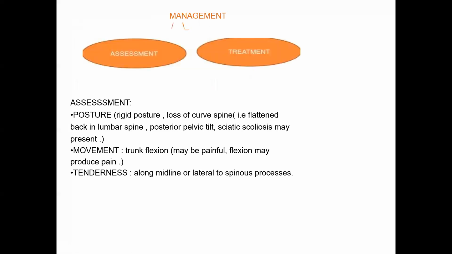Here is the management of PIVD. Assessment. The main part is assessment. How will we assess the patient? It is by posture. The posture can be rigid or show loss of curved spine, that is flattened back and lumbar spine, posterior pelvic tilt, sciatic scoliosis may be present.